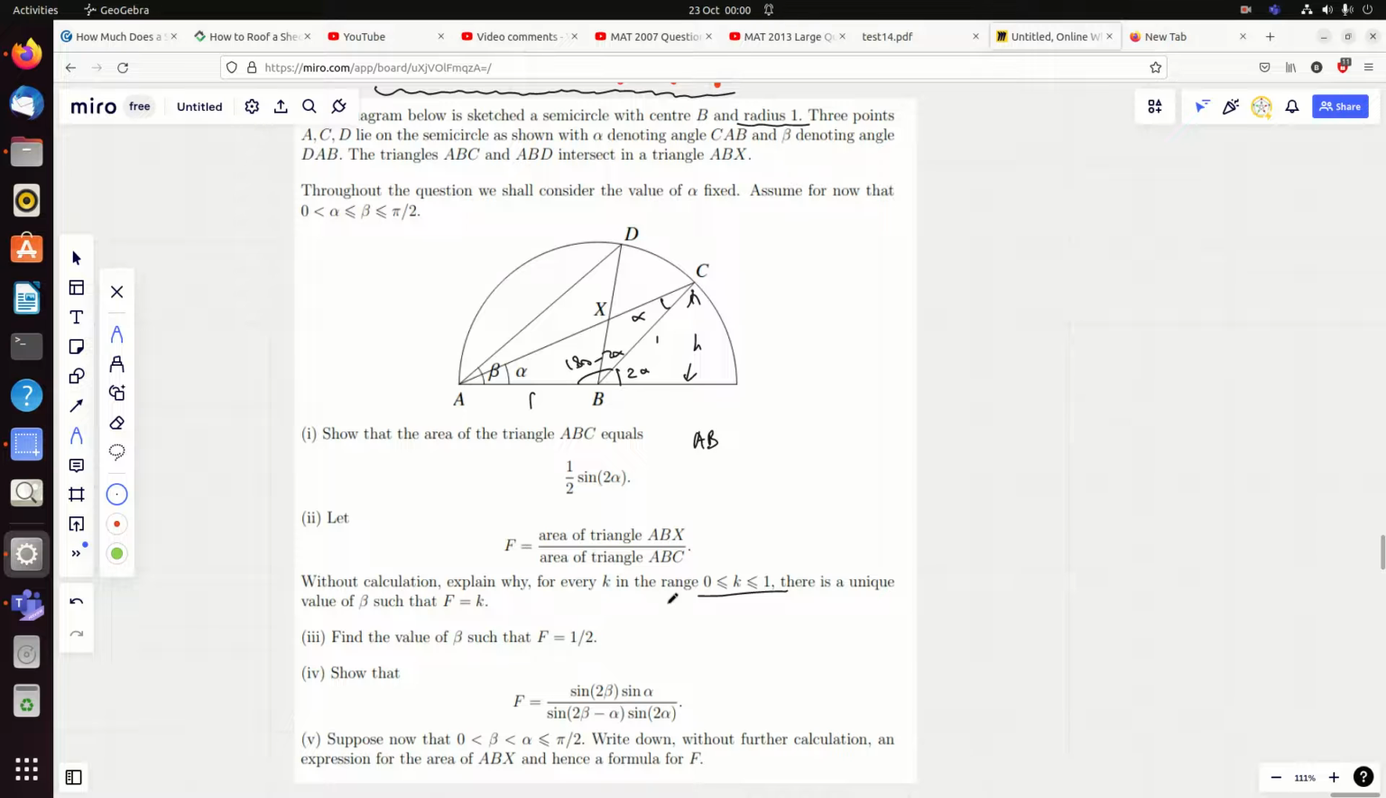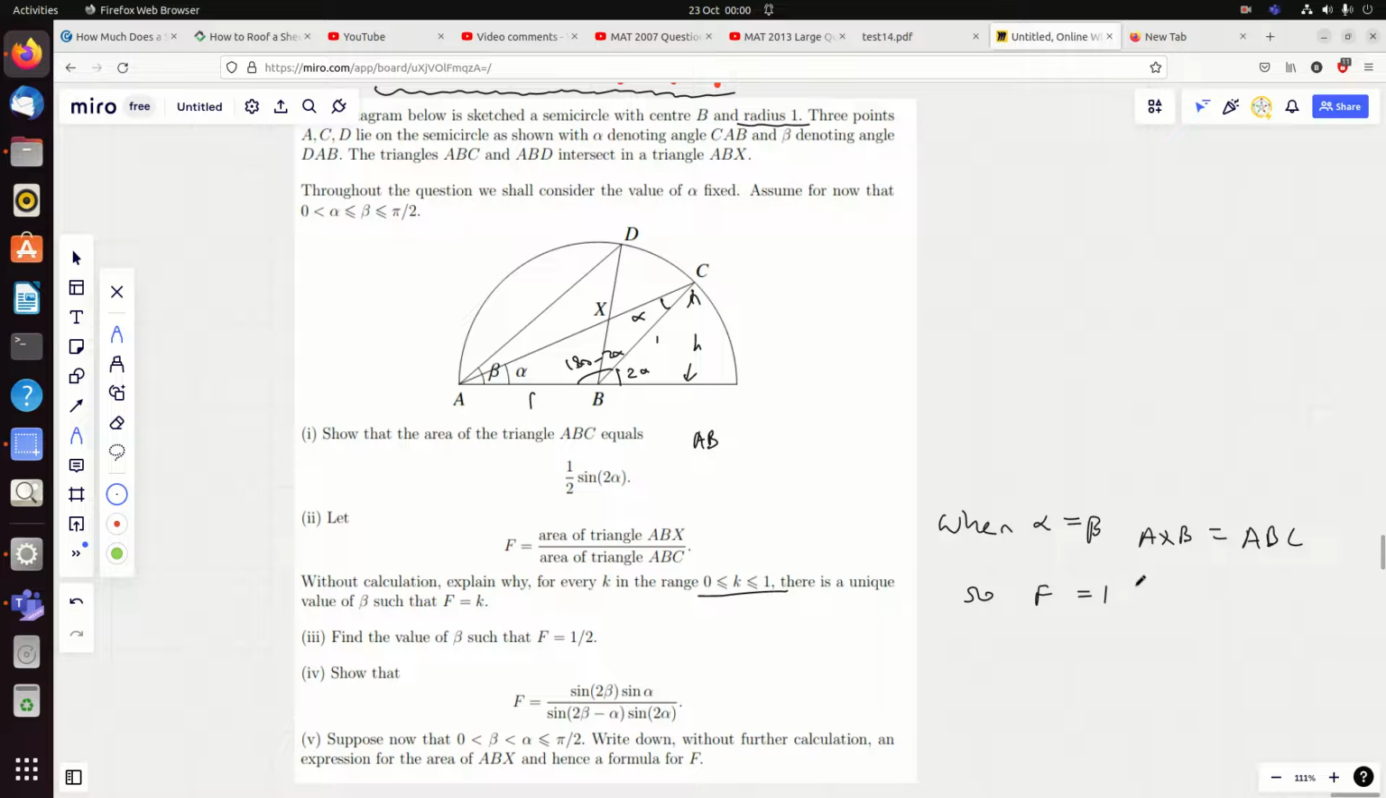So in terms of what I'd actually write down here, once again, I'd write down a lot more, like I did than in part one. But I try and explain: when alpha equals beta, what do we have here? We've got AXB is exactly the same area as ABC because it's exactly the same triangle. You've got literally D on C when alpha equals beta, and so F equals 1.